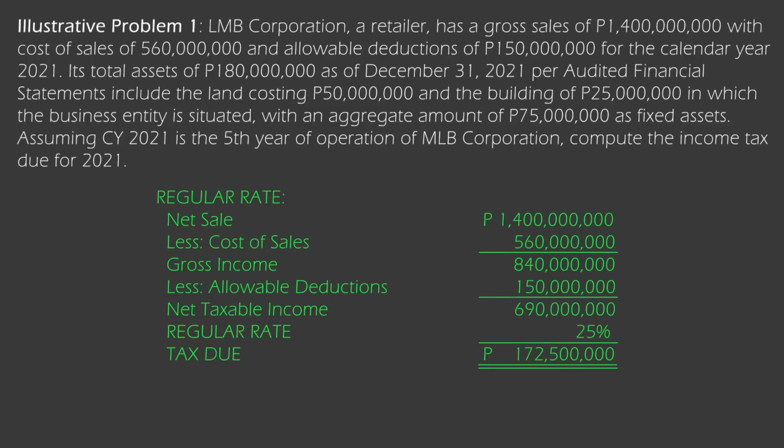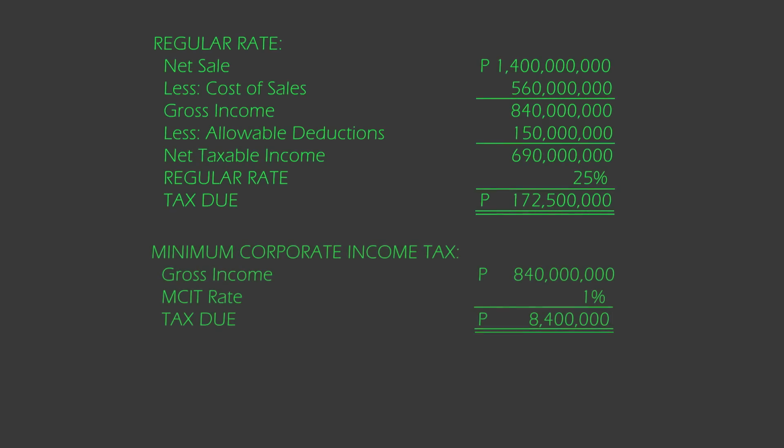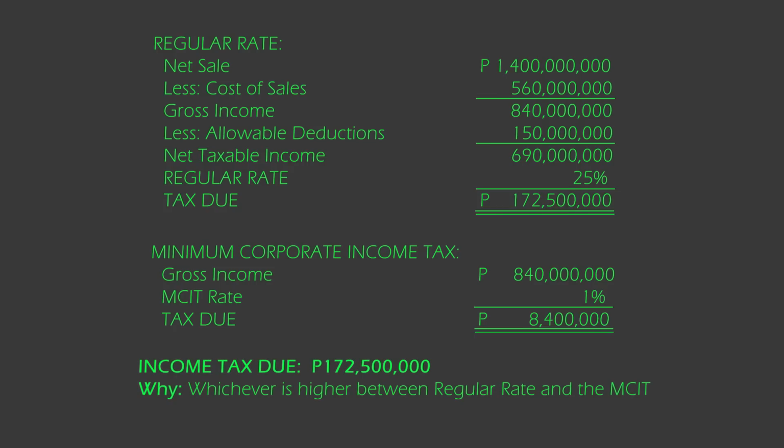The income tax shall be whichever is higher between the regular rate and MCIT. It shall be computed as follows. From the gross sales, we will deduct the cost of sales. We will deduct also the allowed deductions under CREATE law, then multiply it with the updated tax rate of 25%. The tax due using the regular rate is 172,500,000. The corporation is already in its 5th year, so we will compare this with the computed MCIT, which is 1% of the gross income. 172,500,000 will be the tax due as this amount is higher than the MCIT.